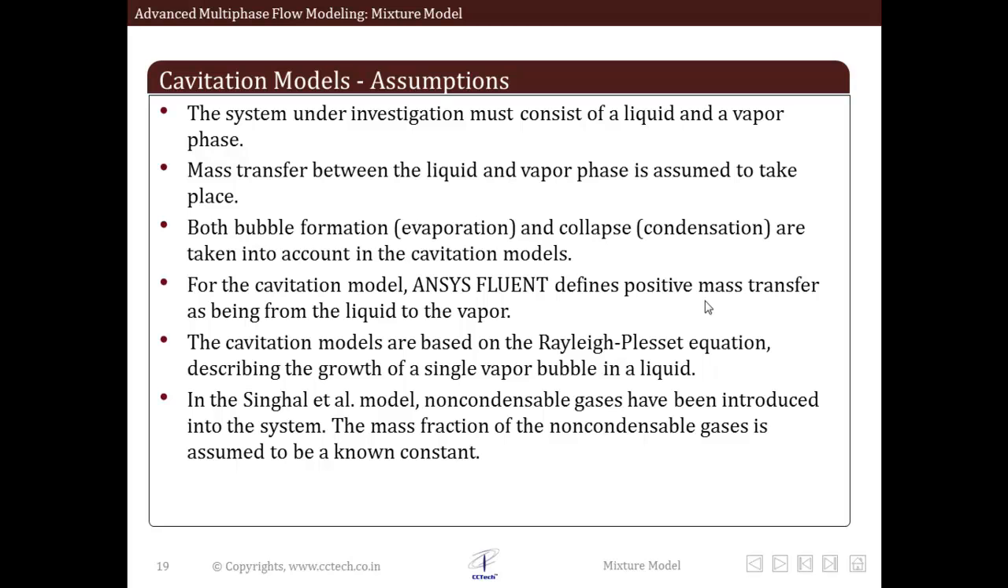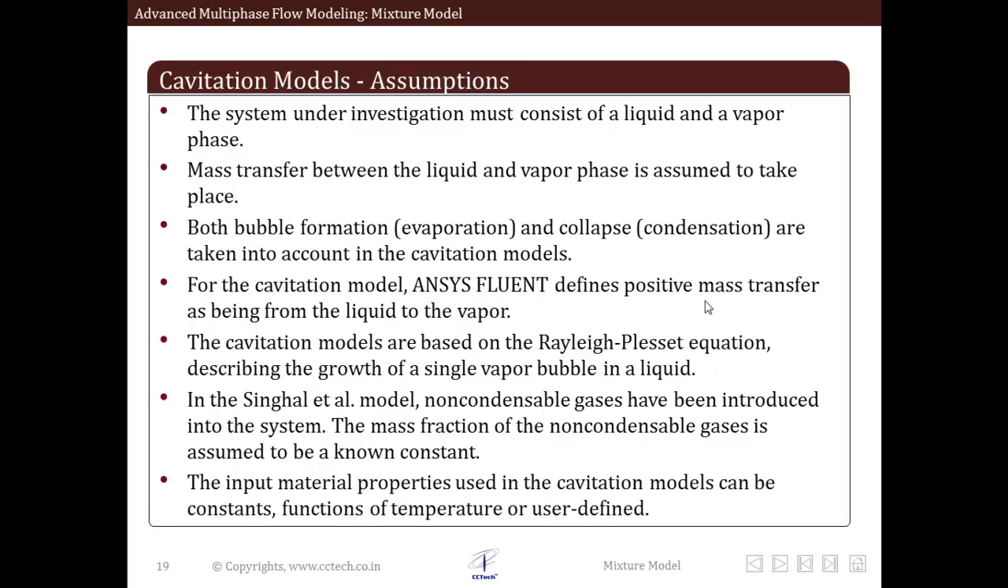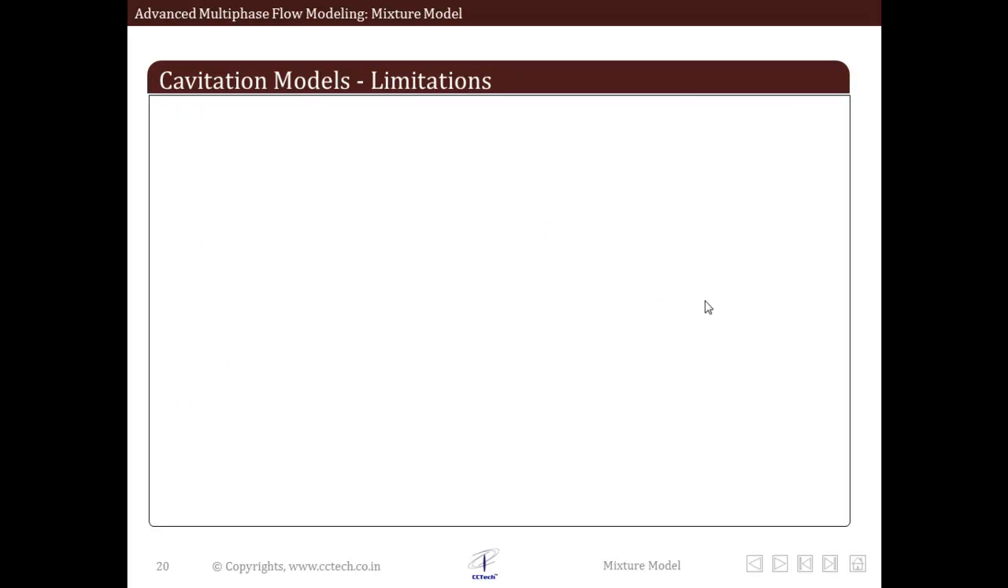That is, we need to provide the non-condensable gas mass fraction which is introduced into the system when we use the Singhal model. So these are some of the basic assumptions or basic facts that we must know before we study or model cavitation in Fluent. The input material properties used in the cavitation model can be constant or function of temperature or user defined. So we can change the input material properties as required. So these are basically the assumptions or known facts that we must understand before we start modeling cavitation within Fluent.